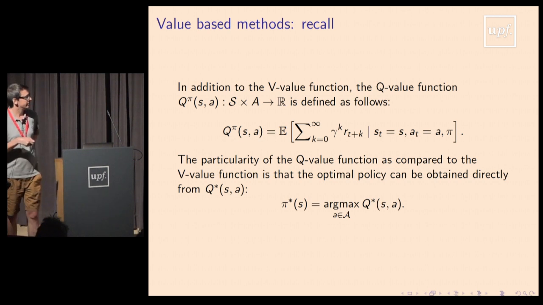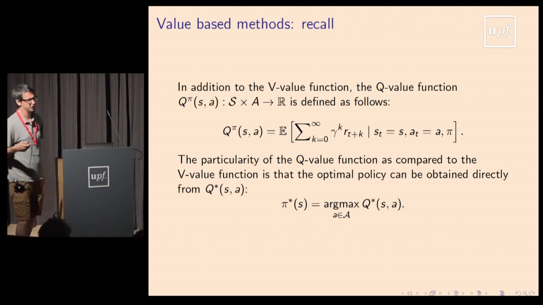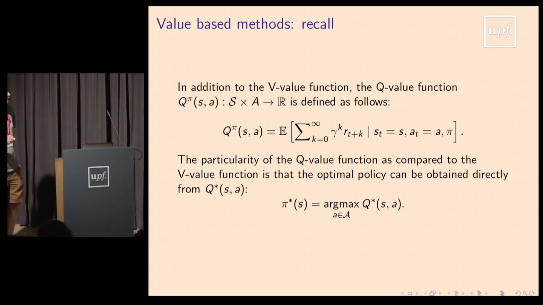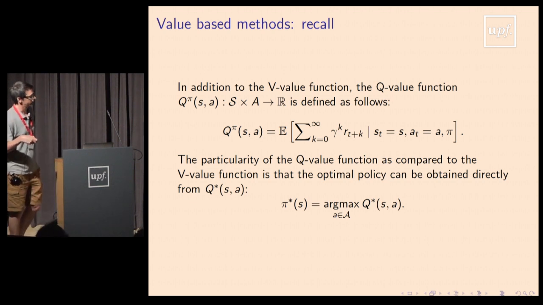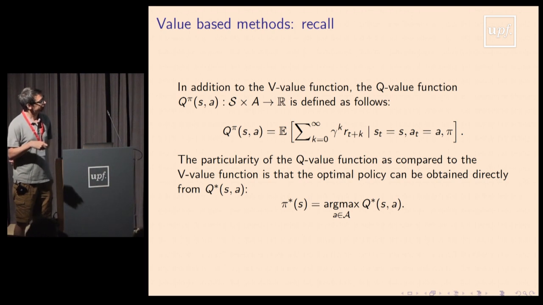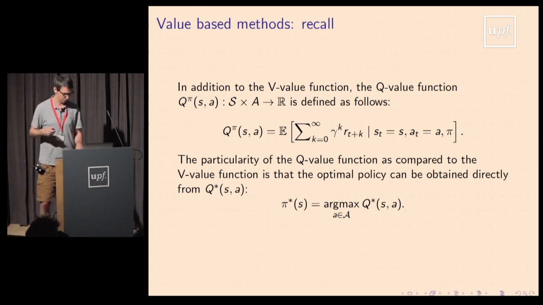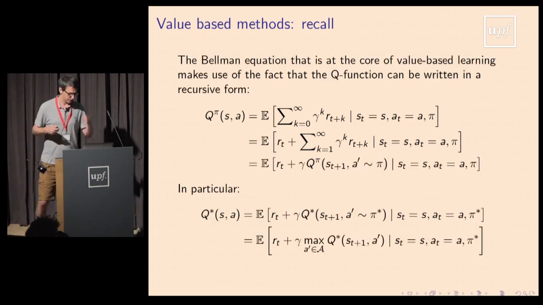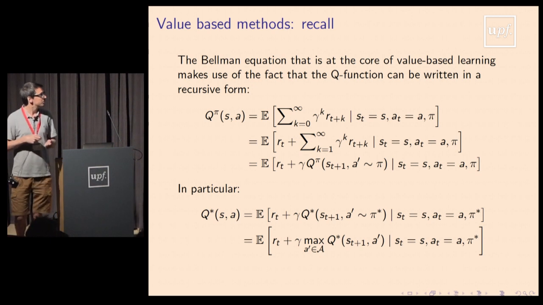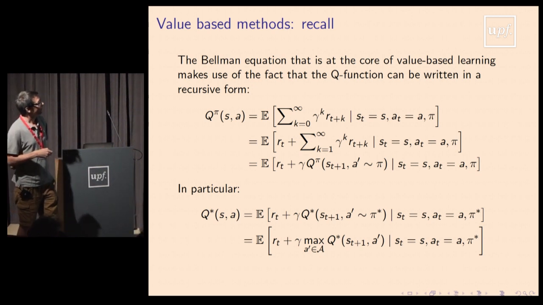And the good thing about the Q value function, which has already been recalled by Erker and also in previous talks, is that from the optimal Q value function, you can directly derive the optimal policy.